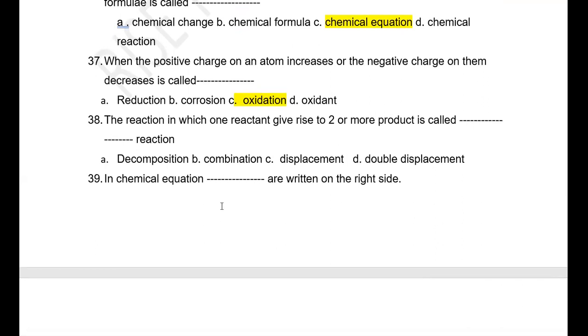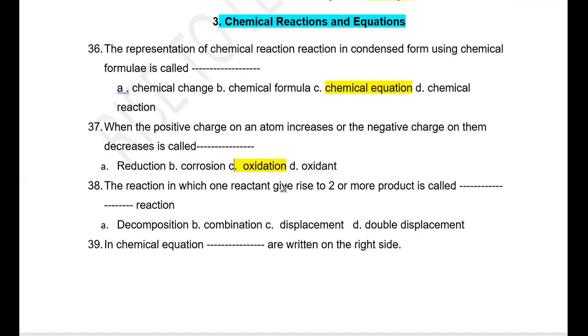Next is the reaction in which one reactant give rise to two or more product is called a dash reaction. Decomposition, combination, displacement, double displacement. We know that the reaction in which one reactant will break down or split to form two or more product is known as decomposition reaction. Option A is the correct answer.